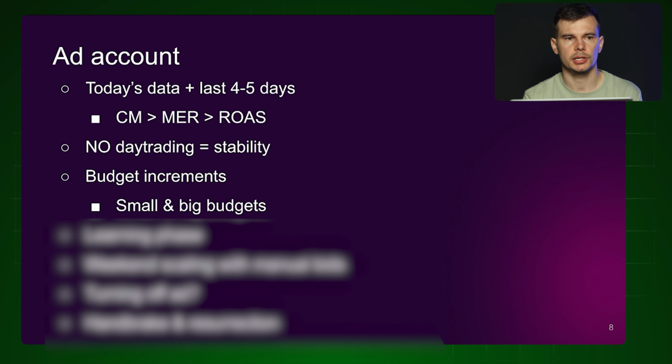In terms of the budget increments, it really depends on how much I'm spending in the ad account and what my overall budget on the ad set is. So for example, if something is on $50, I can probably increase it to 100 without obeying the 20% rule.